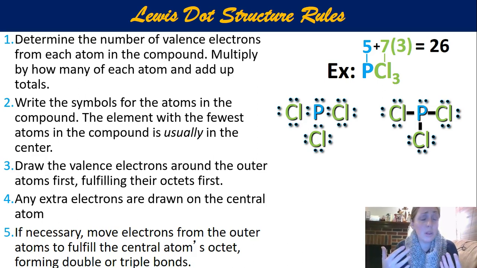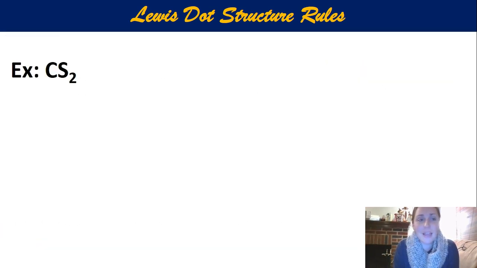That makes it a lot easier for your eye to pick up what's a bond and what's a lone pair. Especially when you get into a lot more complicated structures, you're going to really appreciate that you have those straight lines to tell you where there's a bond versus dots where there are lone pairs. So let's do another example. All right, so we've got carbon disulfide.